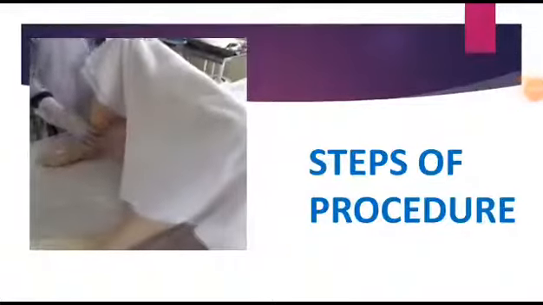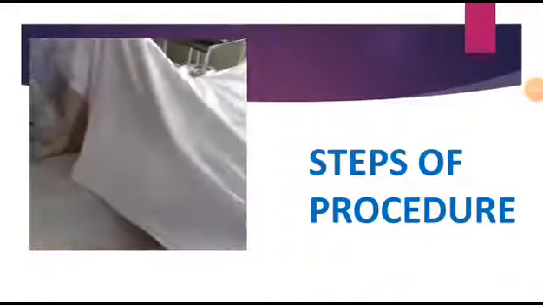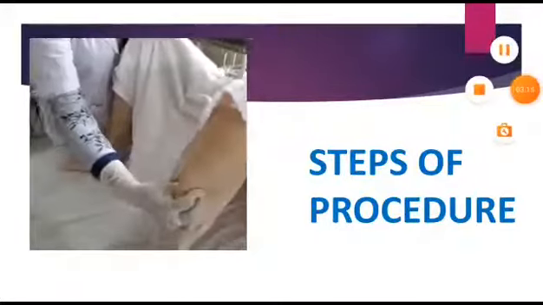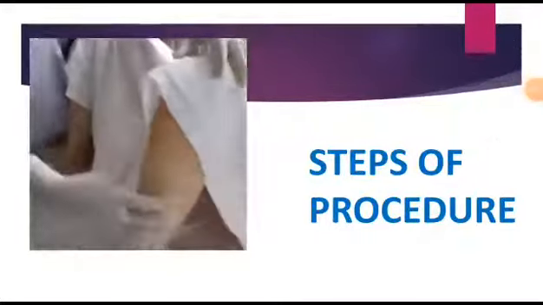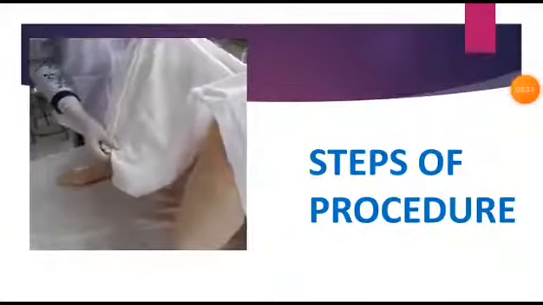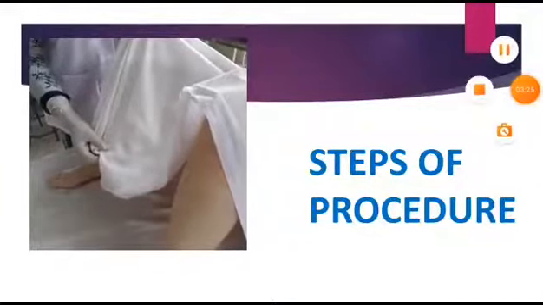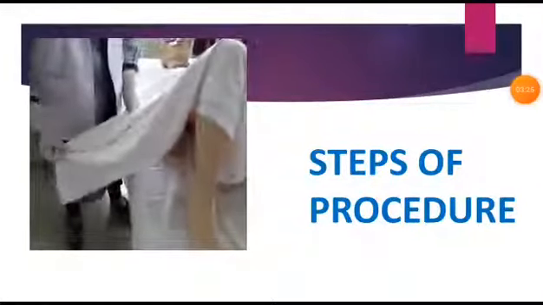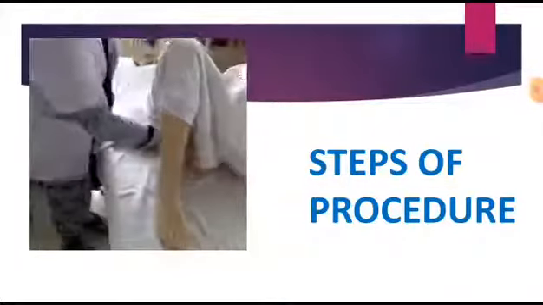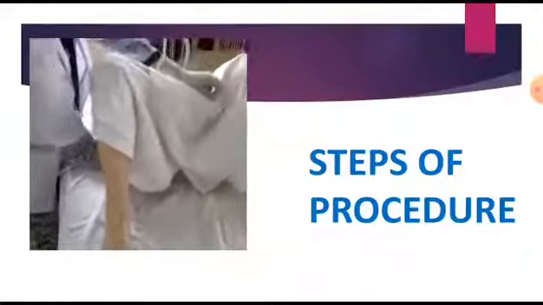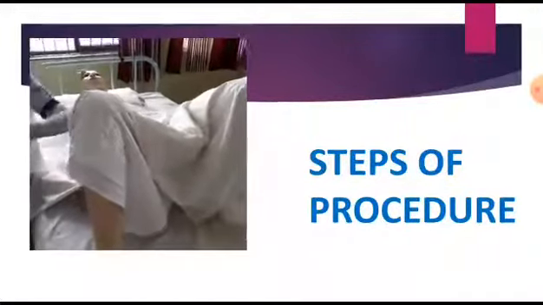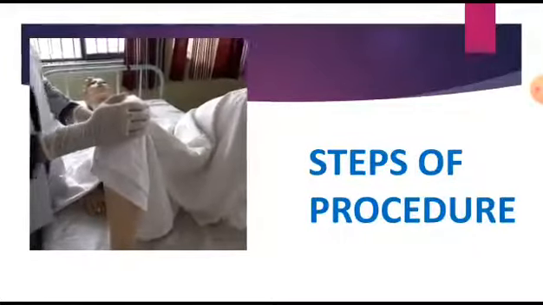After giving the dorsal recumbent position, we need to cover the patient. Cover the patient with the top sheet in a triangle shape. After that, take the corner of the top sheet and wrap the diamond sheet like this. Wrap the thigh. Same procedure we have to do for the other leg.